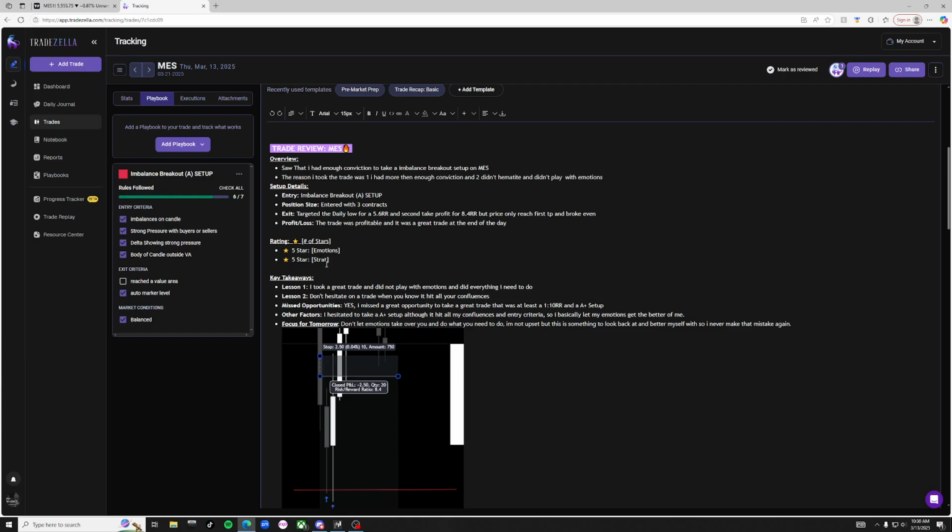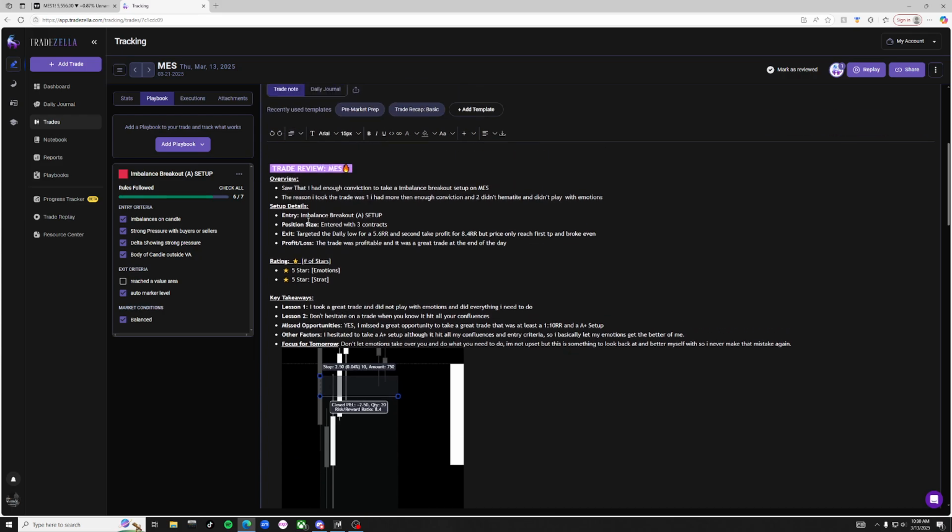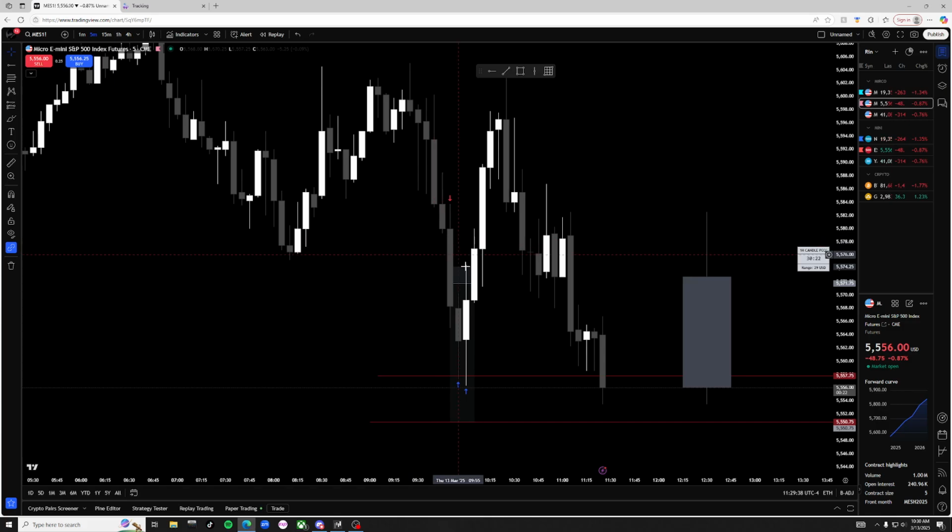I gave a 5 out of 5 stars for emotions because I didn't hesitate with this trade. I obviously pulled the trigger, didn't hesitate, didn't think of anything. It was part of my strat, and boom, bam, bam. 5 stars for sticking to the strat. Lesson 1. Okay, now, as you can see here, I'm going to show y'all right here.